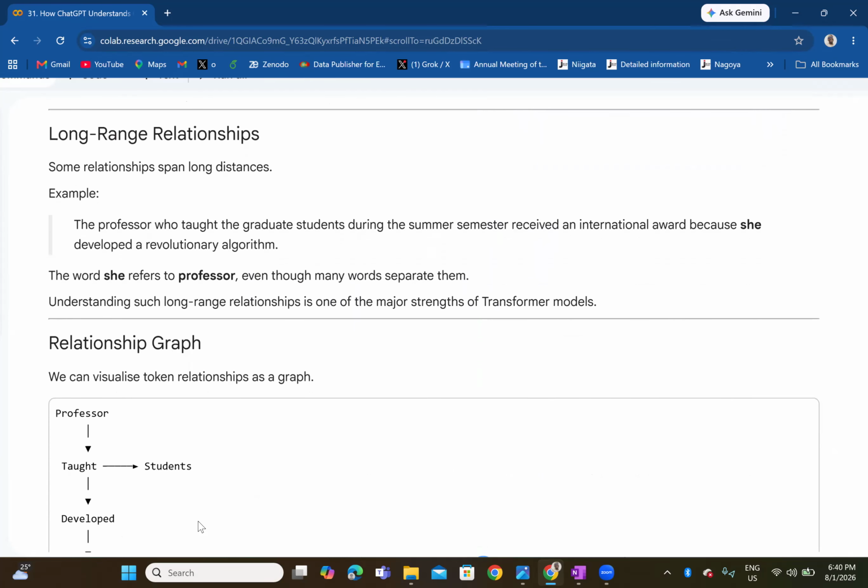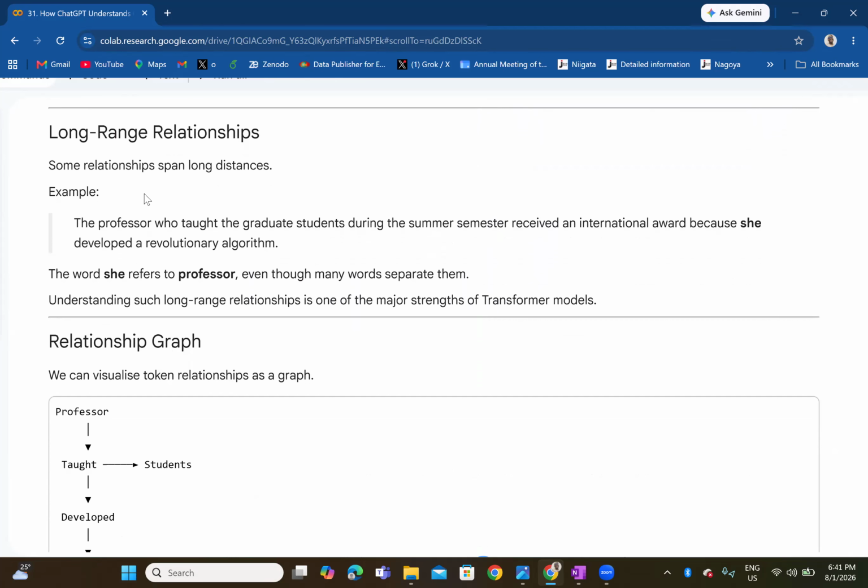Now, we can also have long-range relationships. Some relationships span long distances. For instance, "The professor who taught the graduate students during the summer semester received an international award because she developed a revolutionary algorithm." The word "she" refers to "professor," even though many words separate them. Understanding such long-range relationships is one of the major strengths of transformer models.